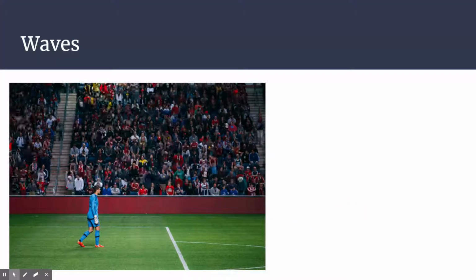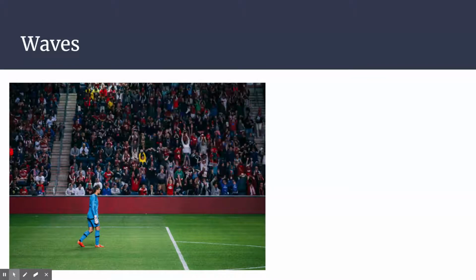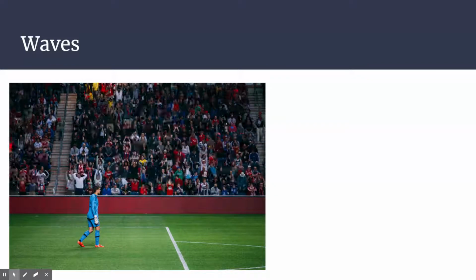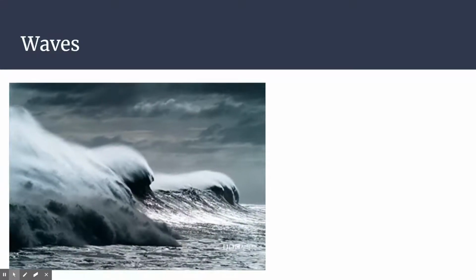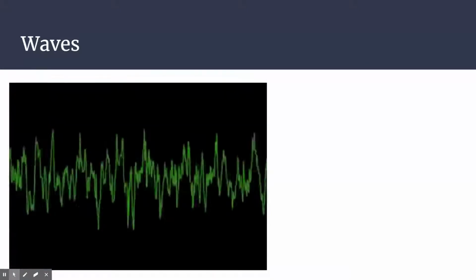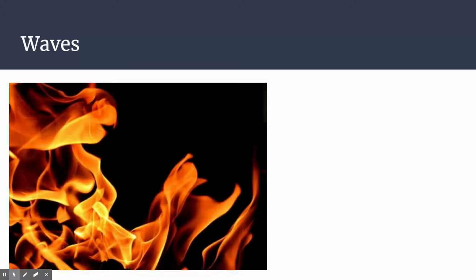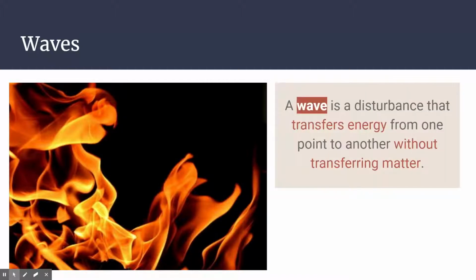So let's go back to some of the examples of waves that you may have written down for your do now. So of course, this is one example of a wave, but we also have waves in the ocean. They could also be called tidal waves. We have sound waves. We have heat and light waves, among many, many other types of waves that are not given here. Now, all of these waves have the same things in common.